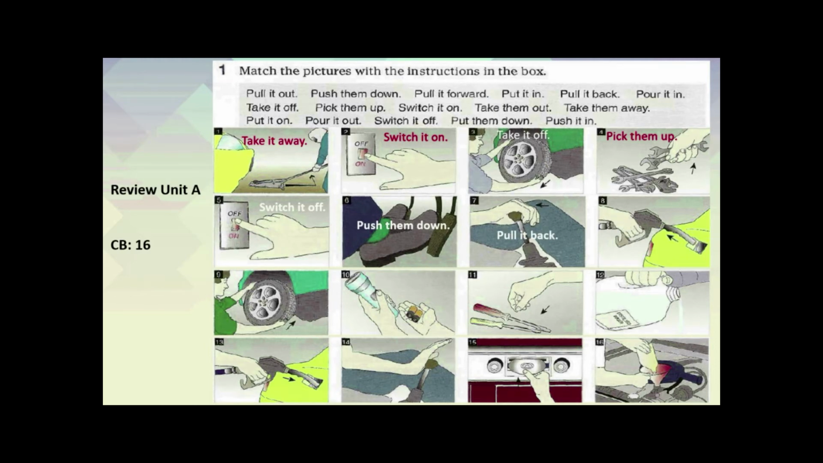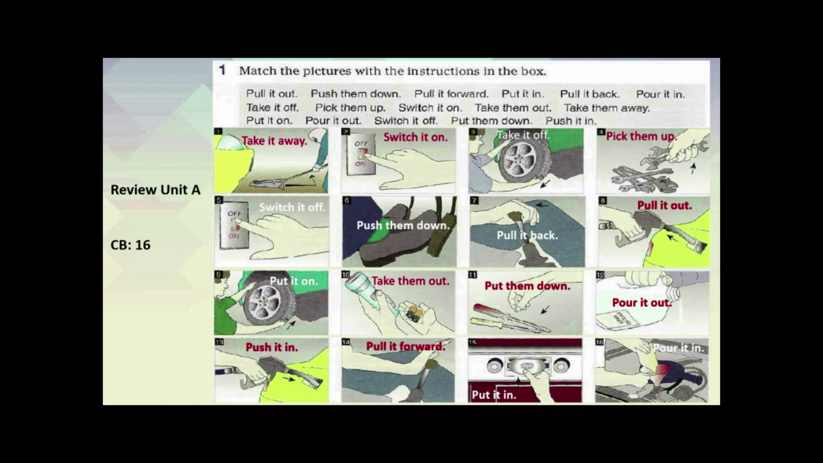Number 8, pull it out. Number 9, put it on. Number 10, notice the batteries, plural. Take them out. You have plural here as well. 11, put them down. Number 12, pour it out. Number 13, notice the arrow. Push it in. Number 14, pull it forward. Number 15, put it in. And the last one, pour it in.